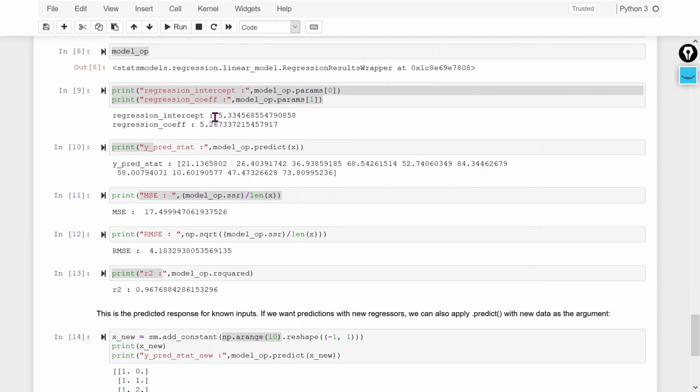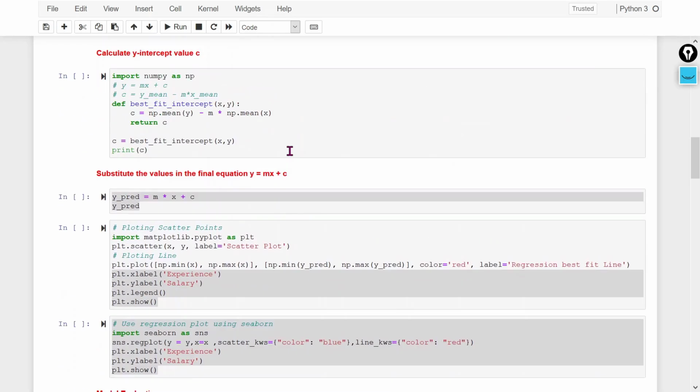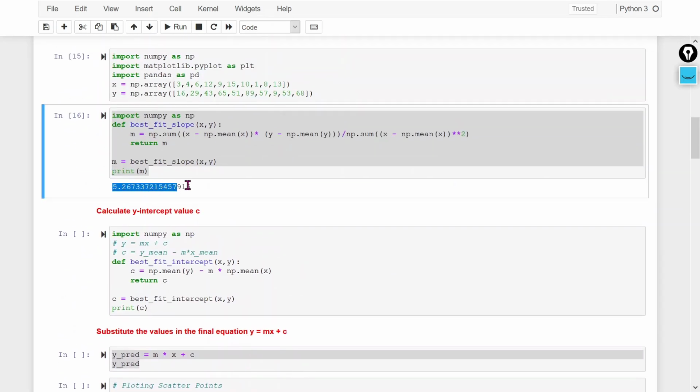If you see here, 5.2673, I am getting the same output here.